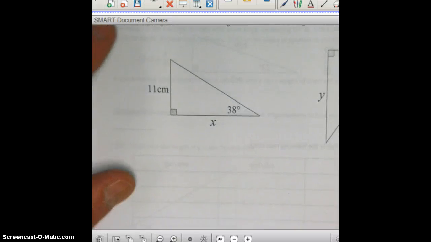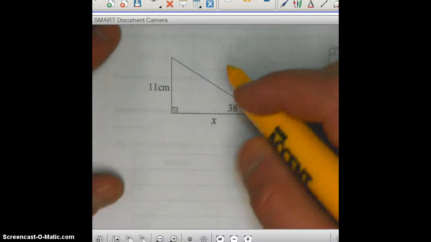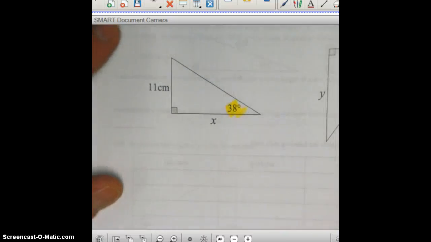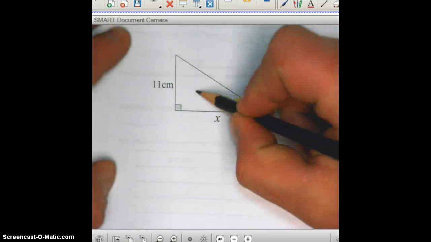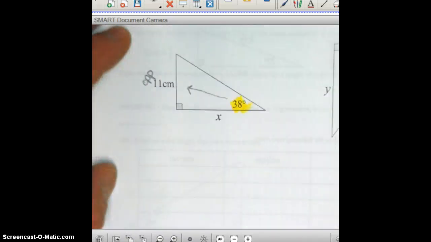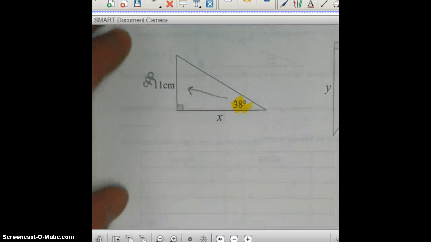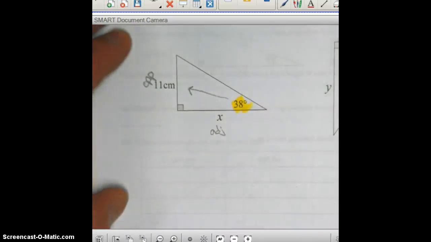Okay, so to solve this problem, we've got to first figure out whose perspective we're looking at it from. Since we have the 38-degree angle here, we're going to look at it from the 38-degree angle's perspective. We have the 11 centimeters. That is the side opposite the 38-degree angle, so we're going to label that opposite. And then we have x, which is the side adjacent to the 38-degree angle, so we'll label that adjacent.